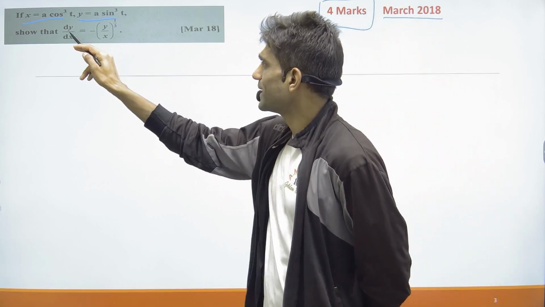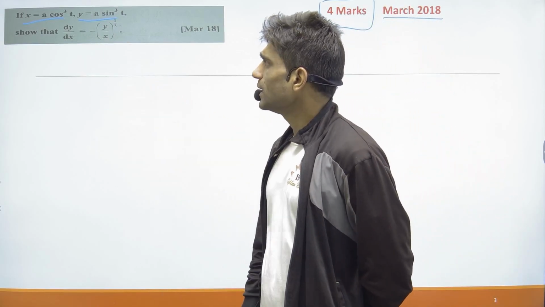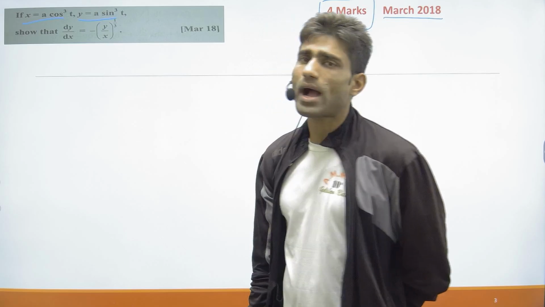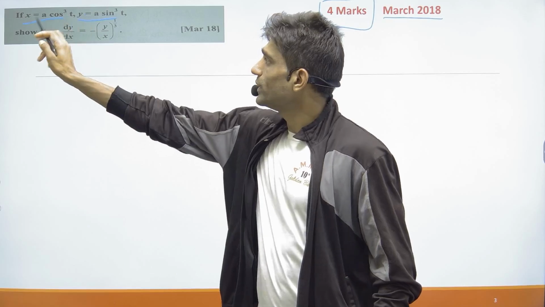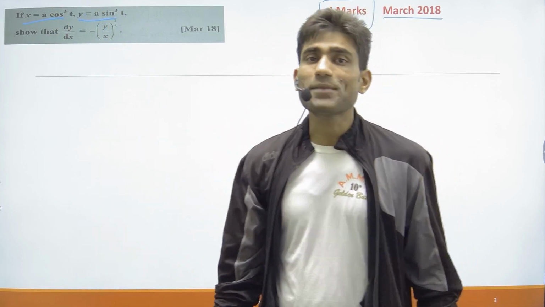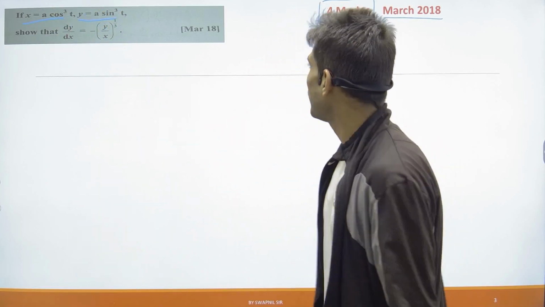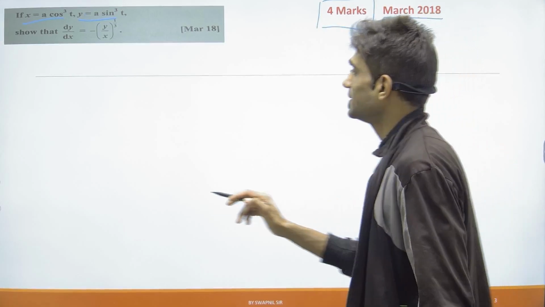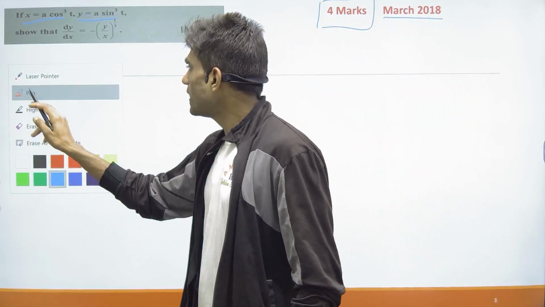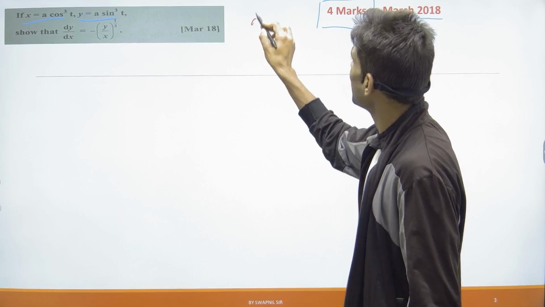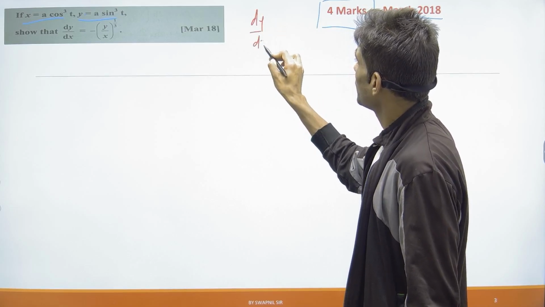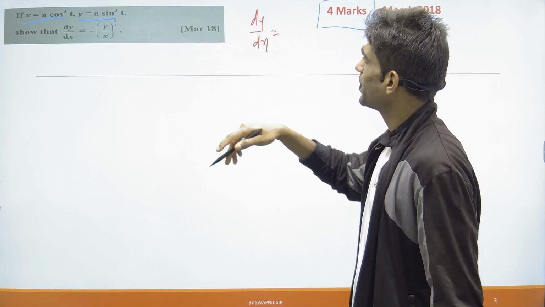Here we can see we have to show that dy by dx is the negative of a y by x to the power 1 by 3. That means we have to differentiate our y with respect to x. And we know the parametric form of differentiation says that if you want the dy by dx, we differentiate y with respect to the given variable.